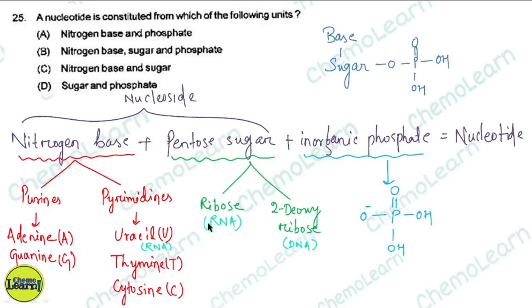Pentose sugars are of two types, ribose and 2-deoxyribose, and the latter is present in DNA, and this is our inorganic phosphate. Moreover, you have to remember that the nitrogenous base and pentose sugar, these two are collectively known as nucleoside, whereas when these three components are together present they are known as nucleotide. Base, sugar and phosphate.